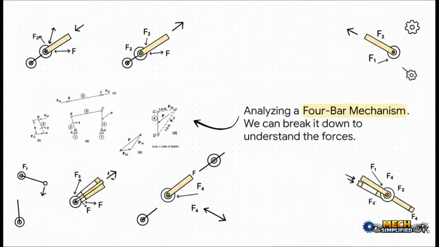Let's take this 4-bar mechanism, for example. You might find something kind of like this in a car's suspension system. Now, it looks pretty complicated, right? But by using those free body diagrams, an engineer can analyze the forces in each individual link, one by one, to figure out what's happening to the system as a whole.